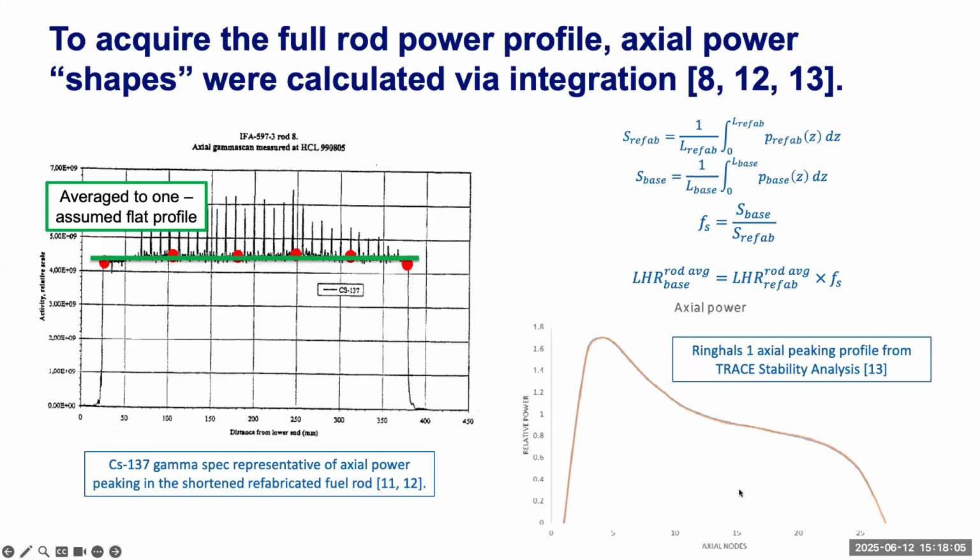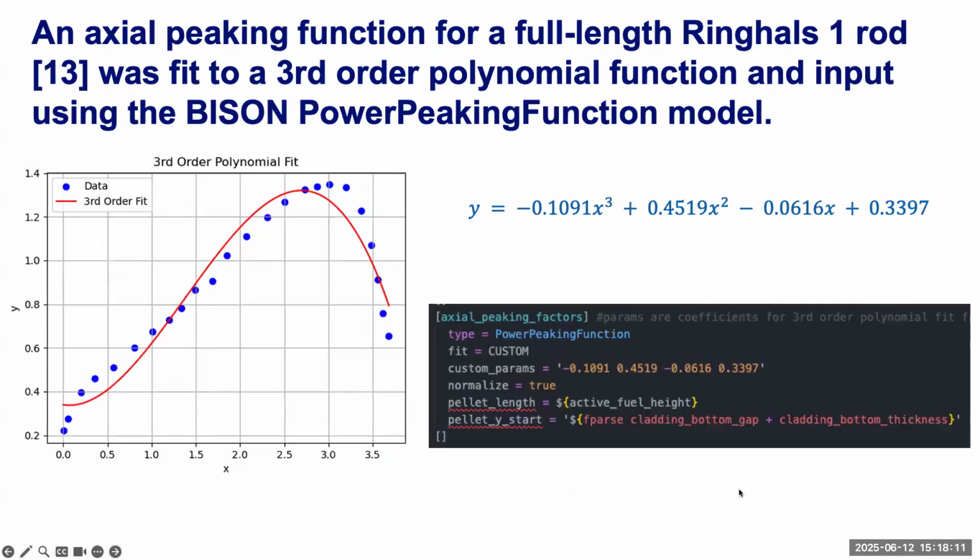a TRACE stability analysis that was performed for the Ringhals 1 reactor. Now, taking that and constructing a third order polynomial function to fit the data points that I pulled off of that, and using the BISON power peaking function model, I was able to construct a peaking function for this fuel rod.